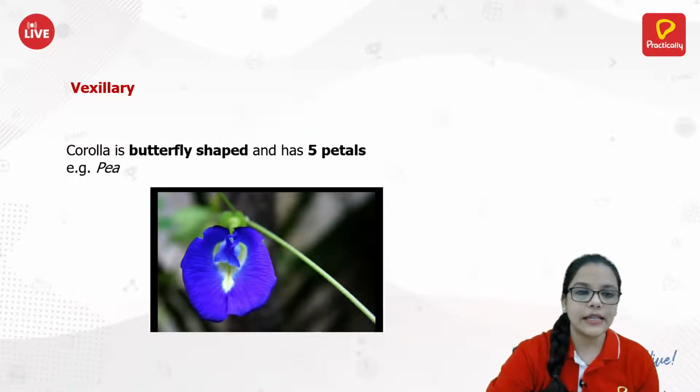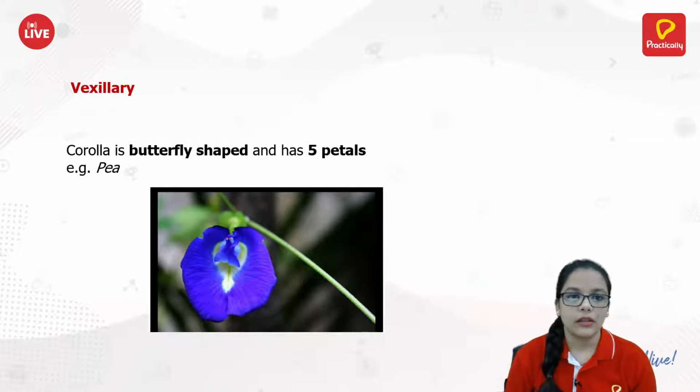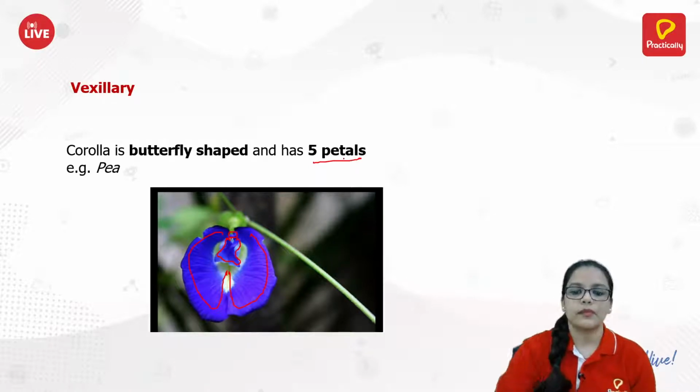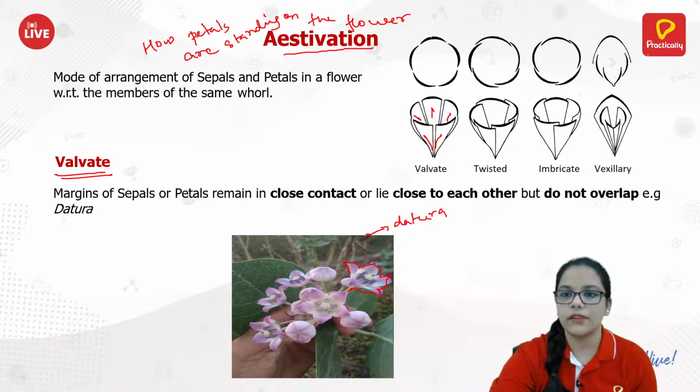Next, vexillary, when it is butterfly shaped. See, this is pea. They're all butterfly shaped. Here you can see the parts. This is one part, this is another part, and there is another part. So it has 5 petals. This is how vexillary basically looks.